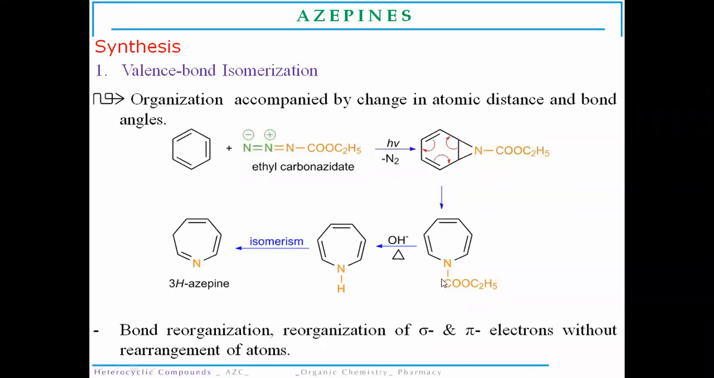After the electron withdrawing procedure, this group is removed as a byproduct through the hydrolysis reaction, and there is formation of 1H azepine. This 1H azepine undergoes isomerization to synthesize 3H azepine. This bond reorganization, that is reorganization of sigma and pi electrons without rearrangement of atoms, is what happens here. So this is quite useful for the synthesis of the azepine molecule.